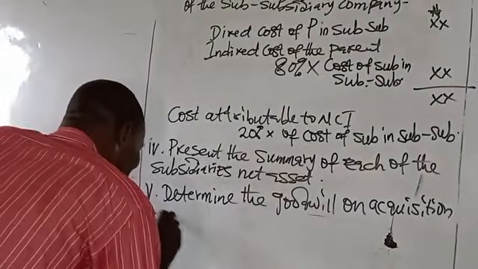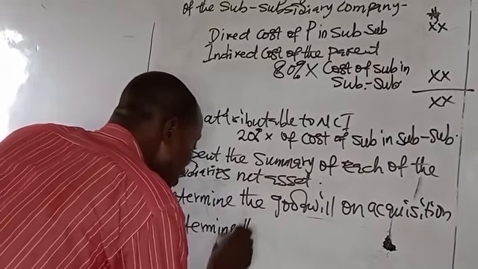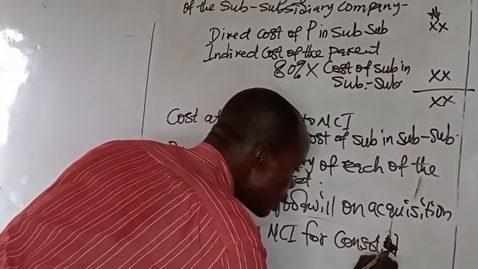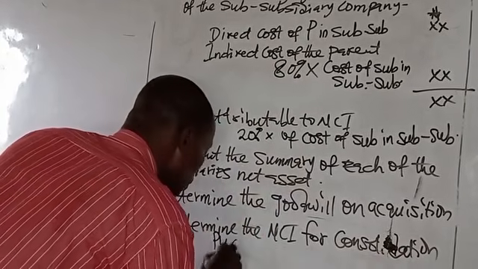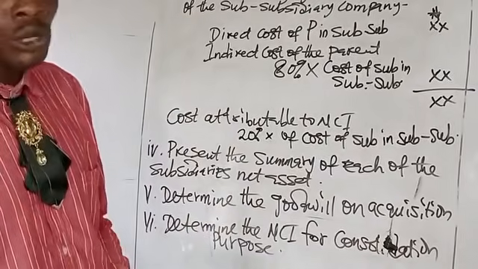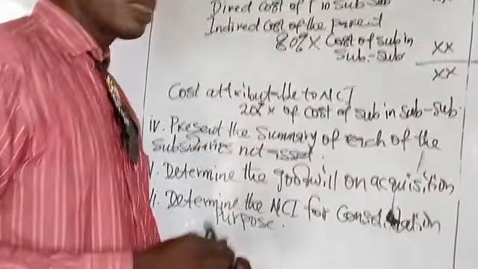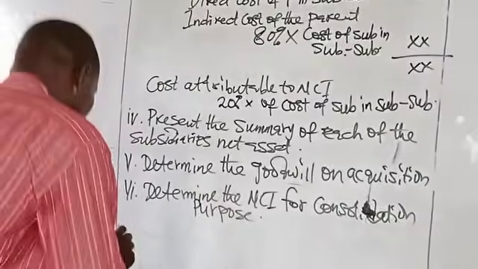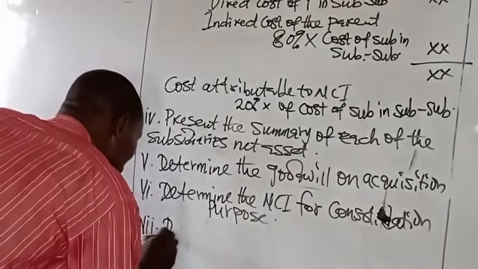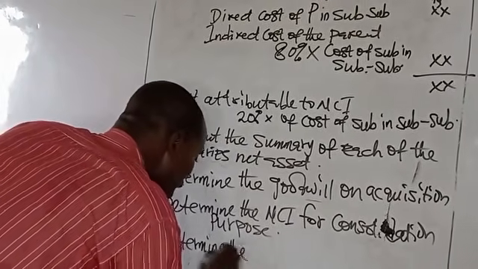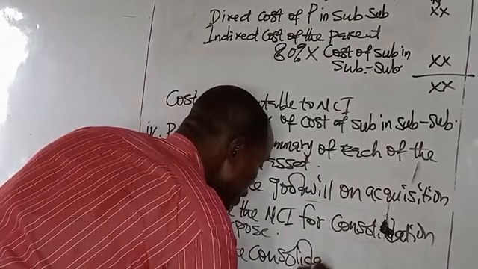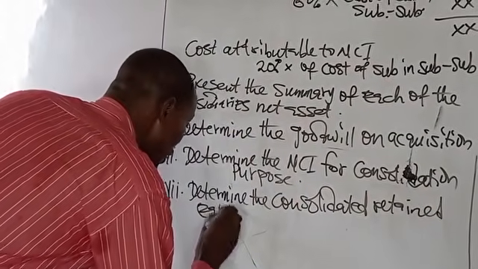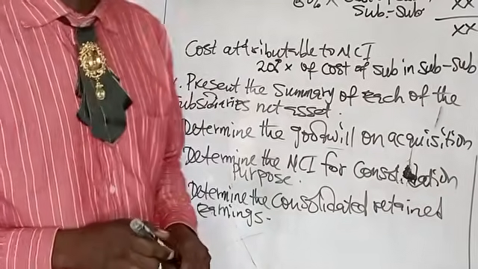Step 6, determine the non-controlling interest for consolidation purpose. Determine the non-controlling interest for purpose of consolidation. Then step 7, determine the consolidated retained earnings. Determine the consolidated retained earnings.